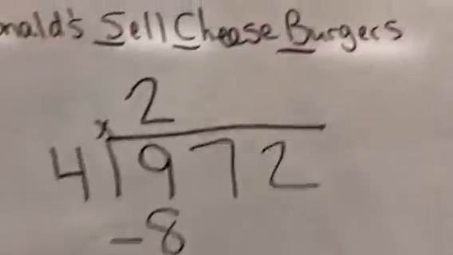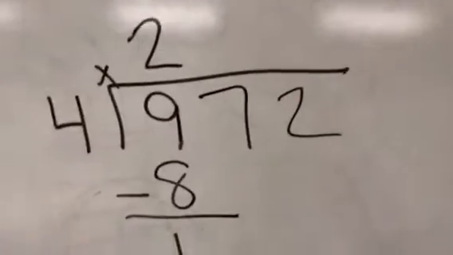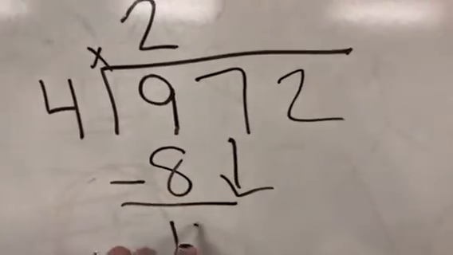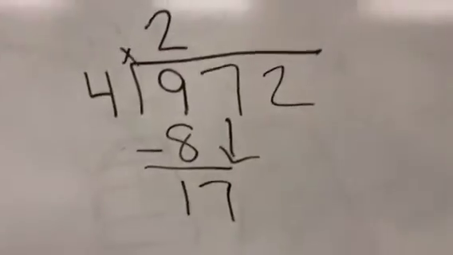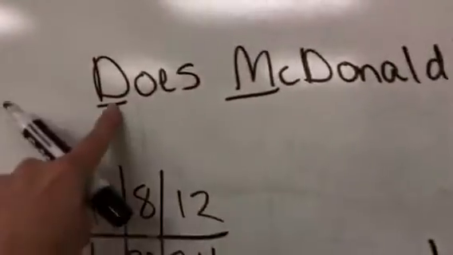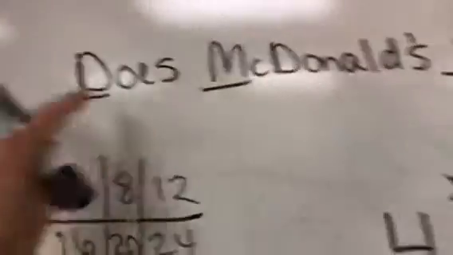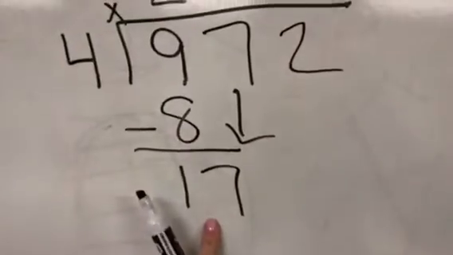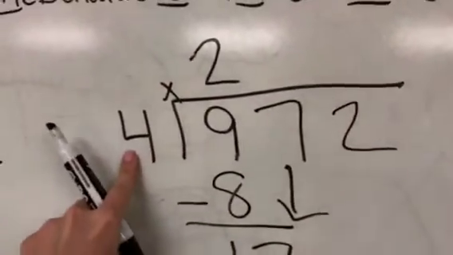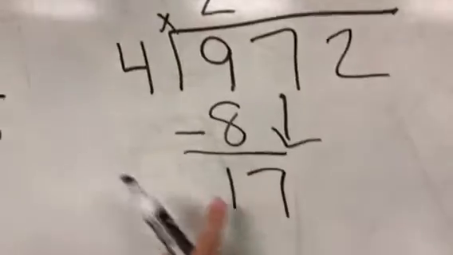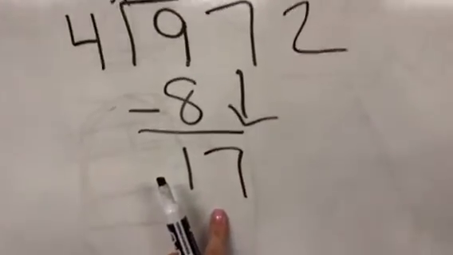So we're going to continue on with our B, and we're going to bring down. I'm going to bring down my 7. Now I have a 17. And I'm going to start all over again with my D, and I'm going to divide again, but now this is my new number I'm dividing with. So I'm going to ask myself, how many times can 4 go into 17 without going over 17?